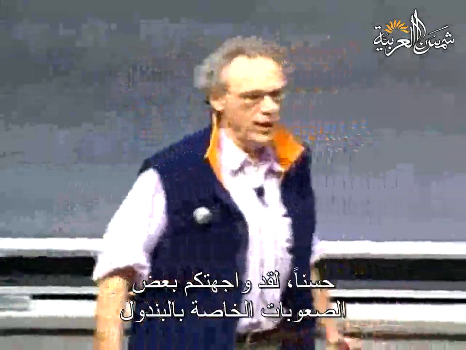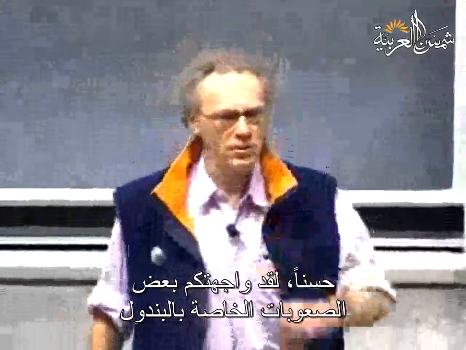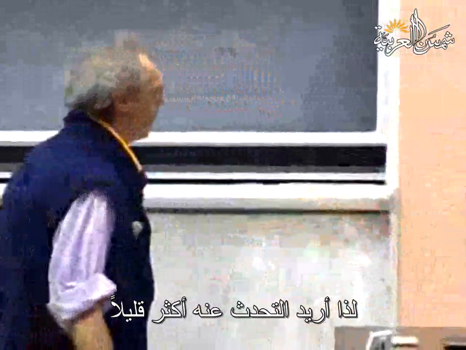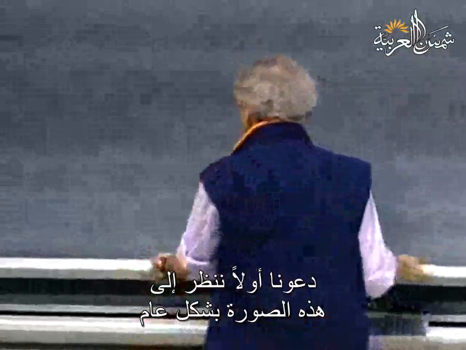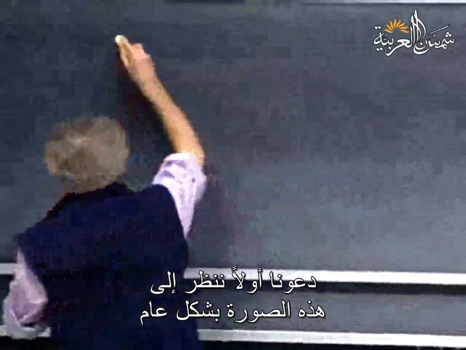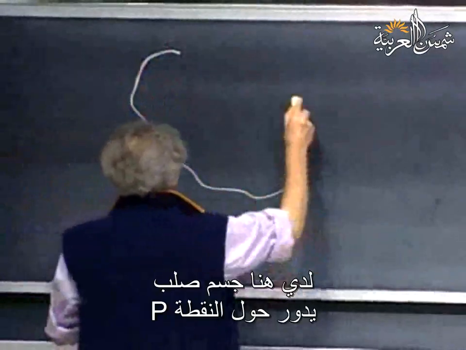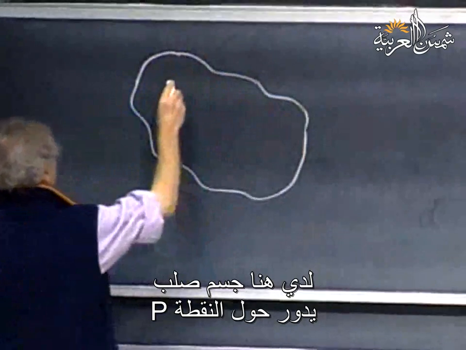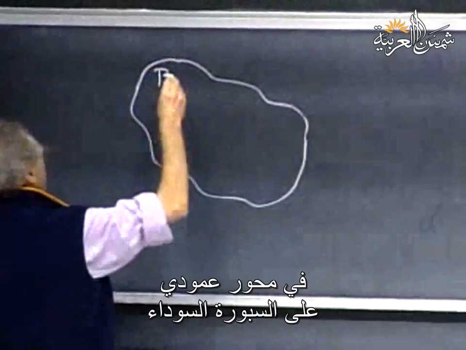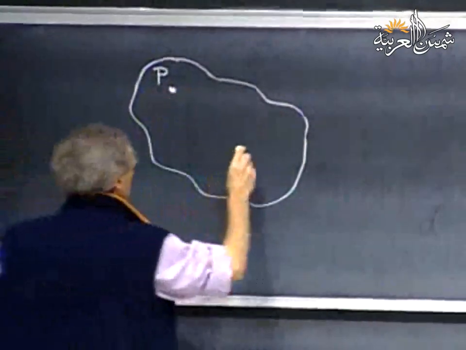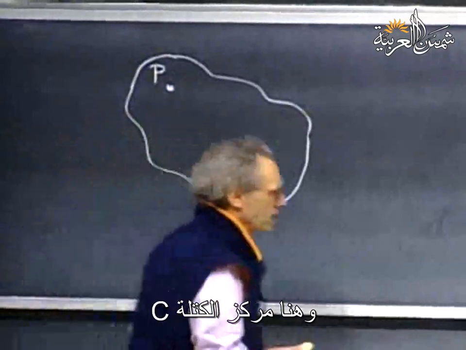Okay, you did have some problems with physical pendulums, and I want to talk a little bit more about physical pendulums. Let's first look at the picture in very general terms. I have here a solid object which is rotating about point P, about an axis vertical to the blackboard, and here at C is the center of mass.